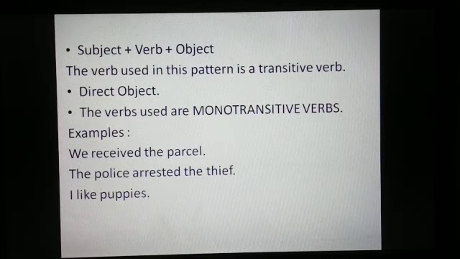Example, we received the parcel. The parcel was received by us. The police arrested the thief. The thief was arrested by the police. I like puppies. Puppies are liked by me. Now, let us move on to the next pattern.